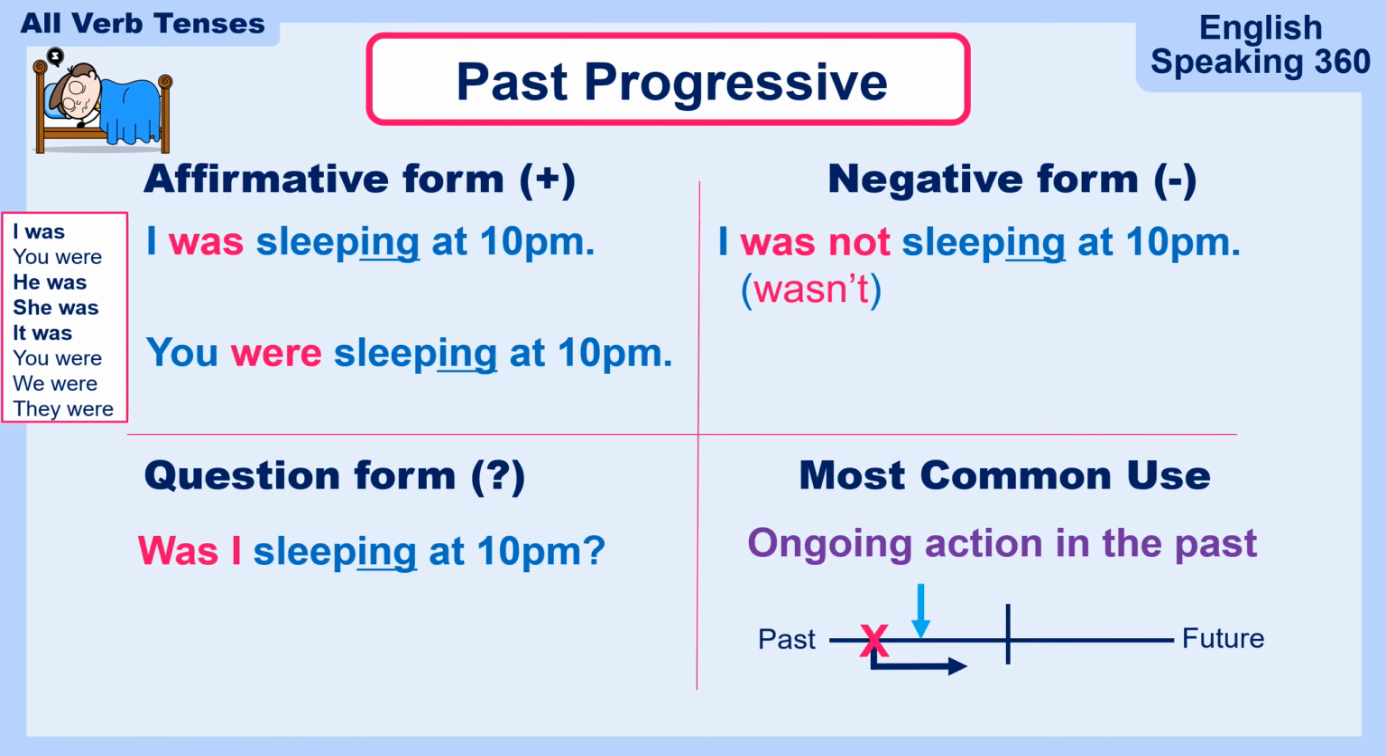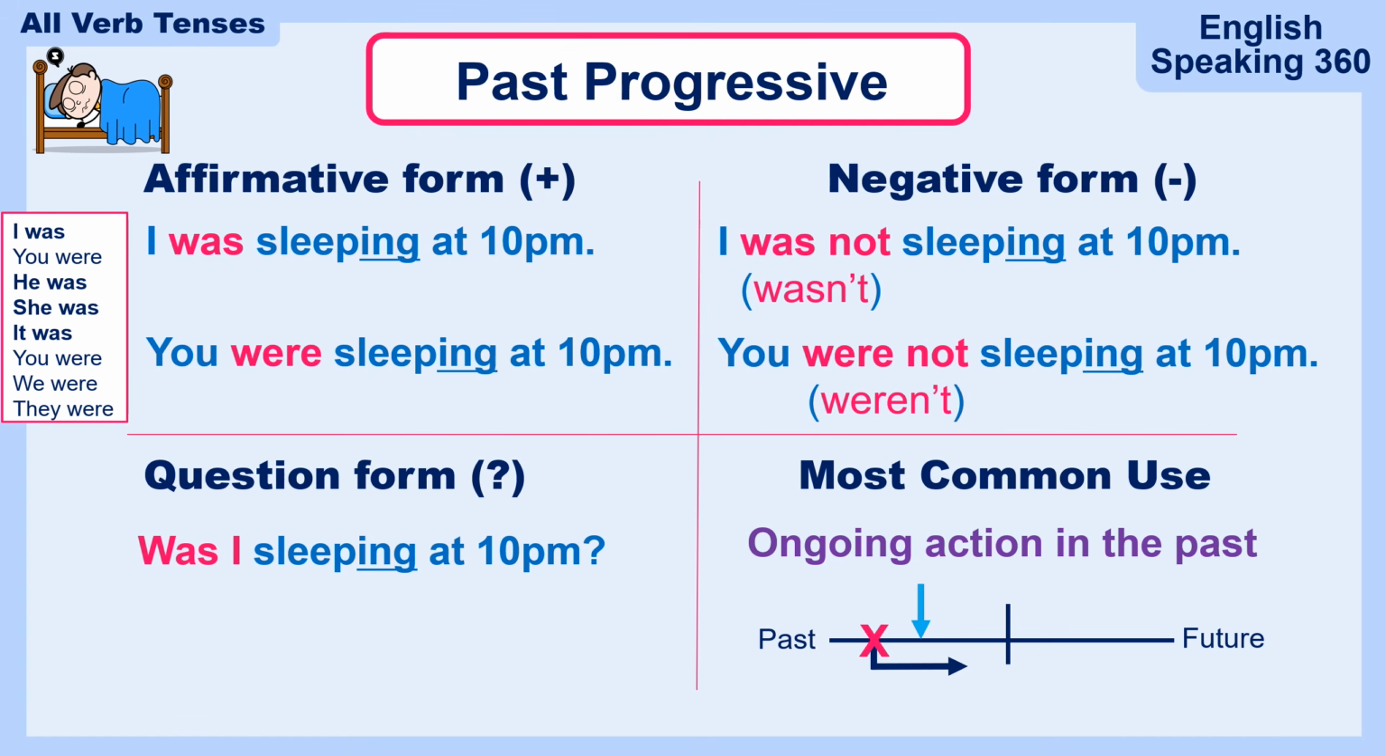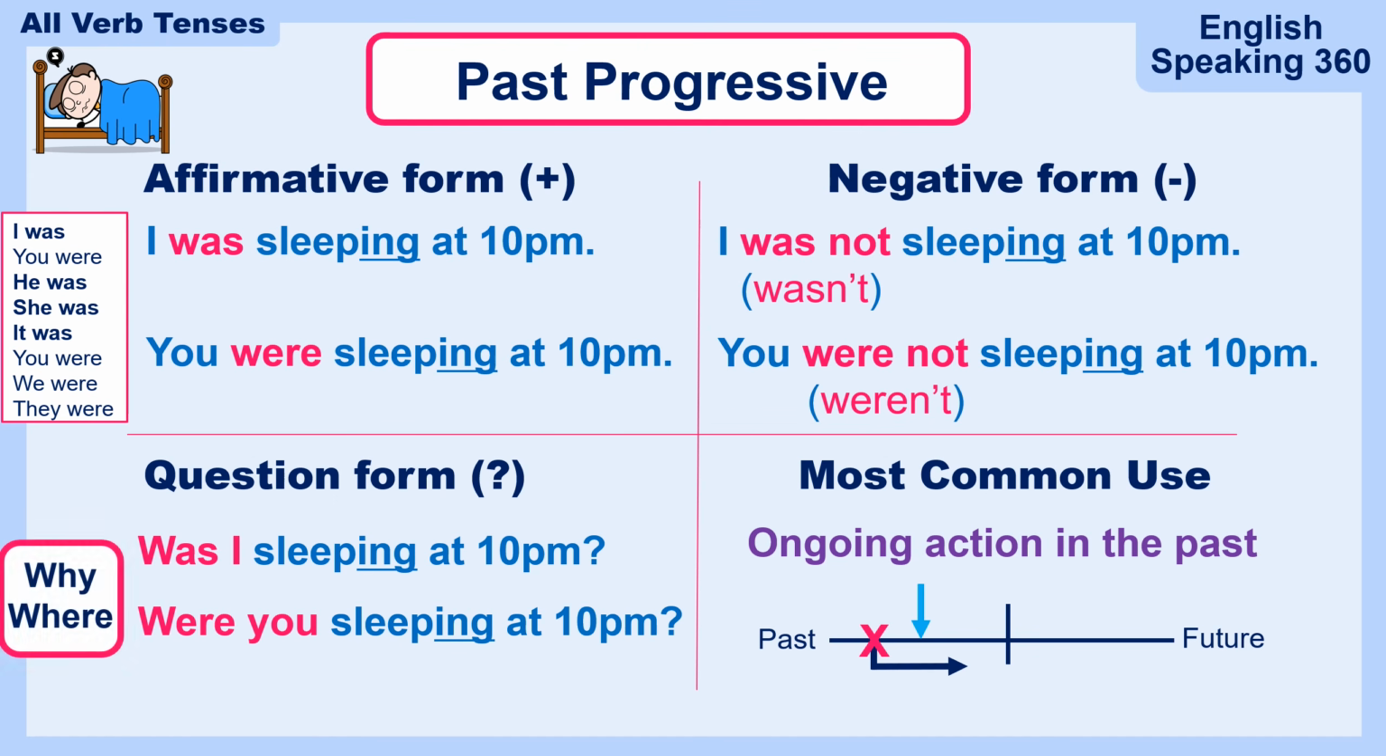Now the negative form, what would you say? You were not sleeping at 10 p.m. The contraction is you weren't sleeping at 10 p.m. How about the question form? Were you sleeping at 10 p.m.? Great question. Why was I sleeping at 10 p.m.? Where were you sleeping at 10 p.m.? We can make the negative question. Weren't you sleeping at 10 p.m.? Weren't you sleeping at 10 p.m. means I think you should have been sleeping, but you were not sleeping at that time. What is wrong with you?